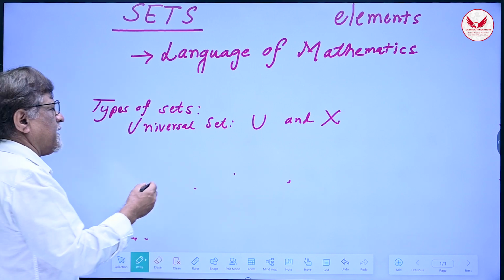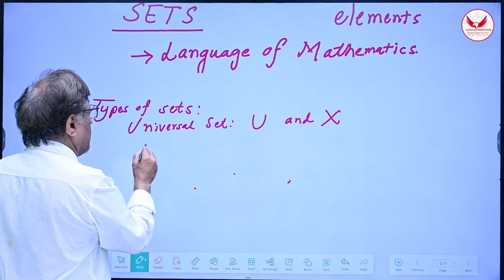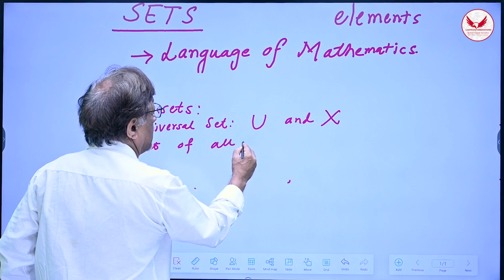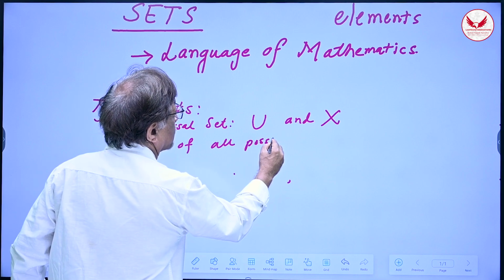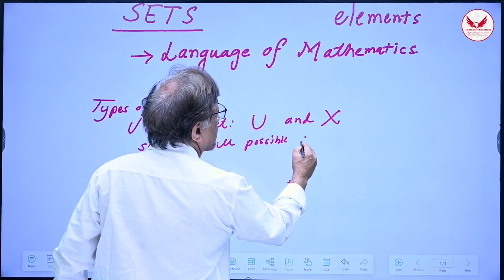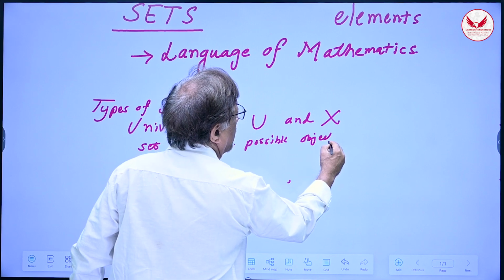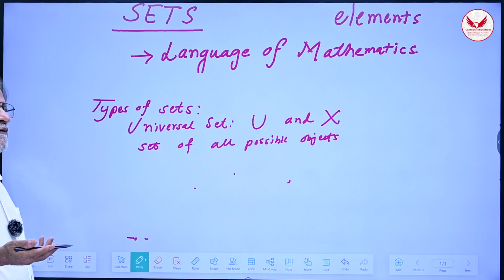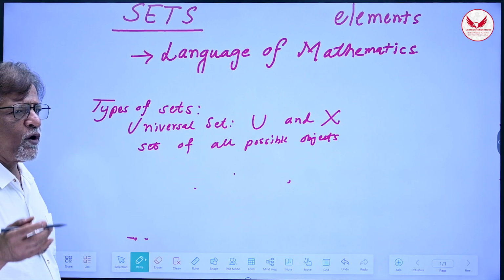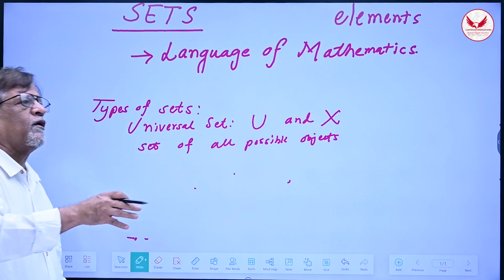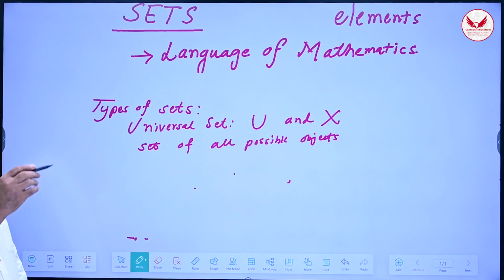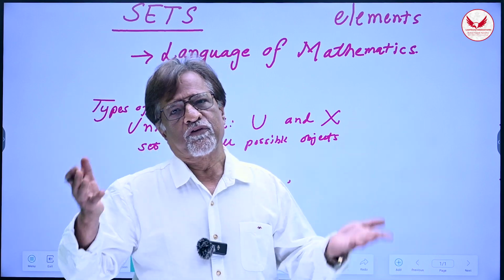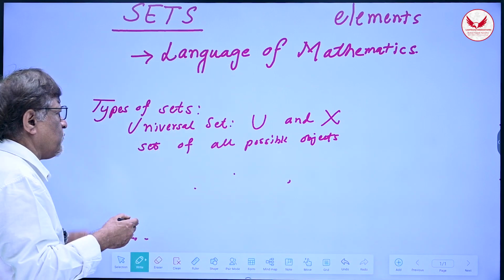But what is universal set? Set of all possible objects is called universal set. Now you will be wondering, what do I mean by set of all possible? The all possible is always indicated by the context. For example, if I am talking about the set of textbooks, what is the universal set? Set of all the books, right? So it is very clear what is universal set.